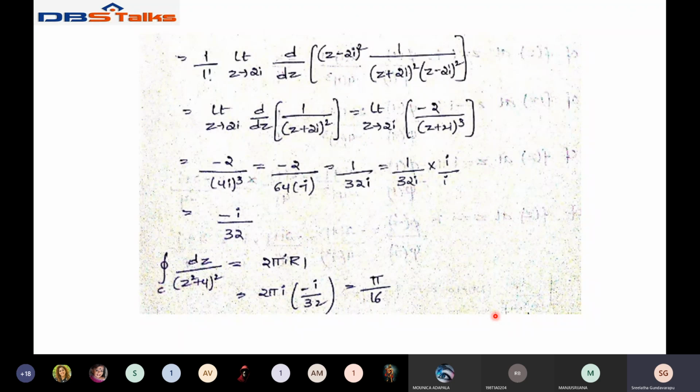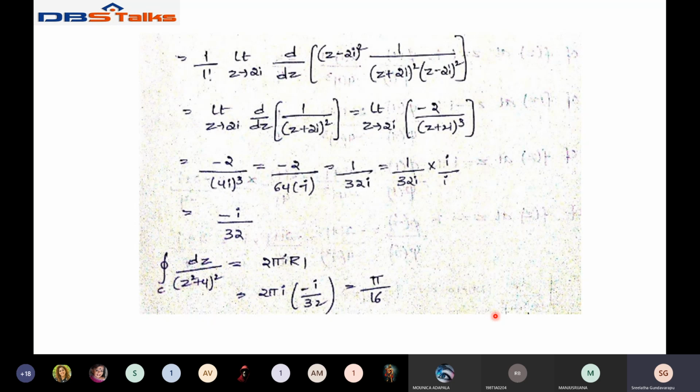So in this value, the denominator has i, then multiplying and dividing with i, we get minus i by 32. So this is the residue of f of z at z equal to 2i, say R1. And the second pole, z equal to minus 2i, is outside the circle.